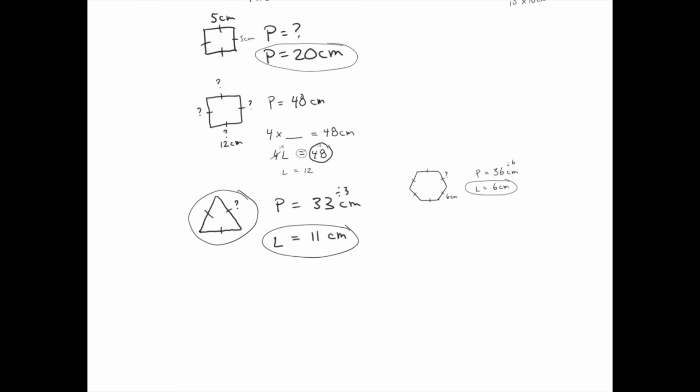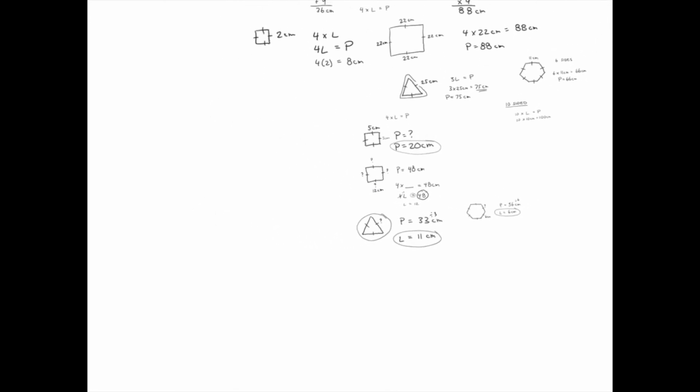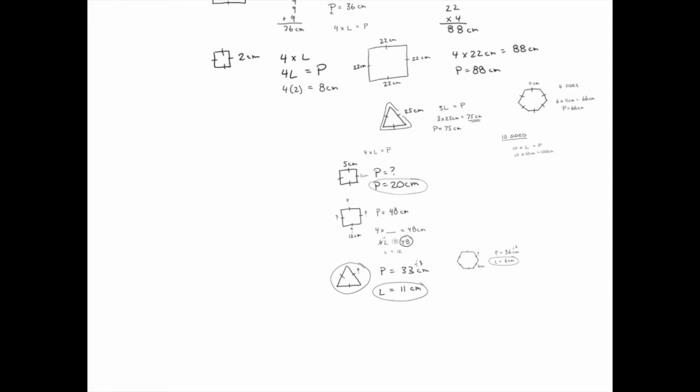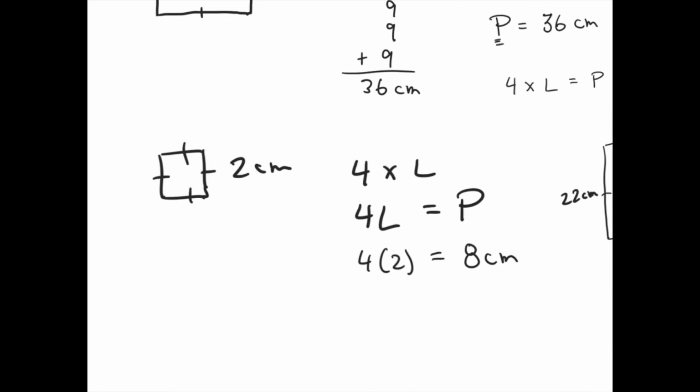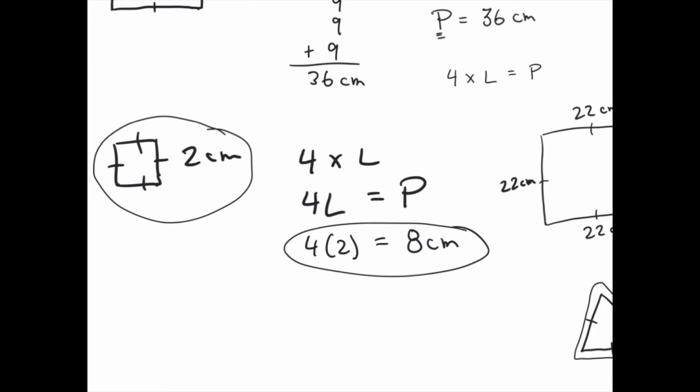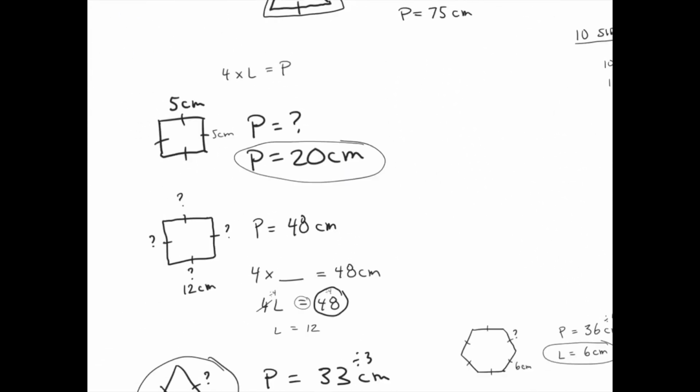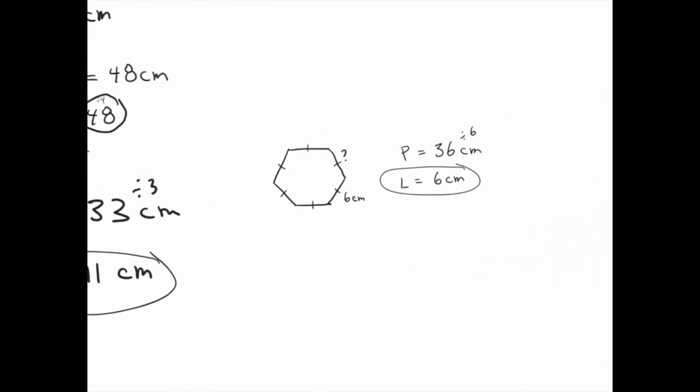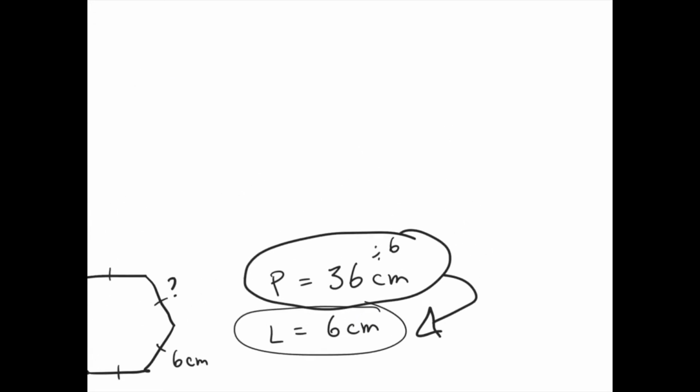Okay, so what we've practiced here is using the information that we have, which is either the side length to find the perimeter, or the perimeter to find the side lengths. And because these are regular polygons and we know the number of sides, it's really about knowing the shape that you're dealing with.